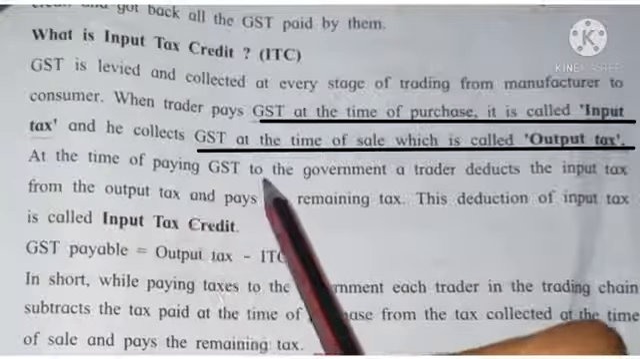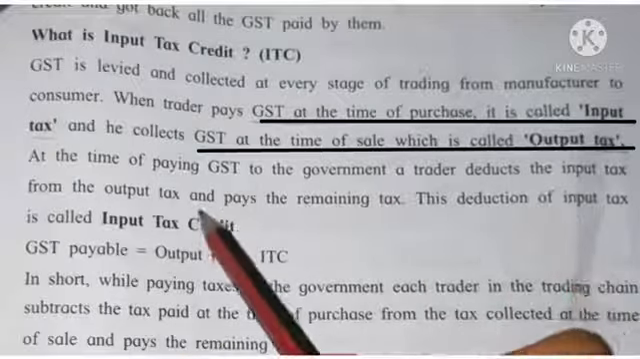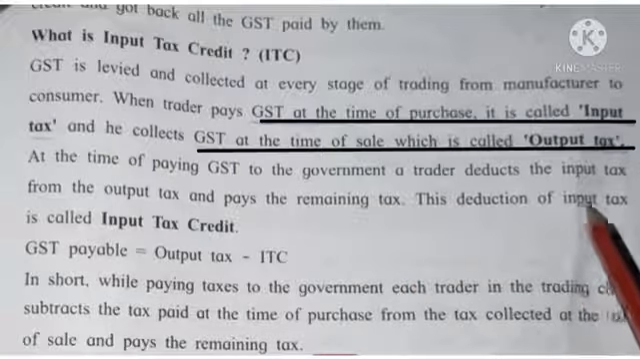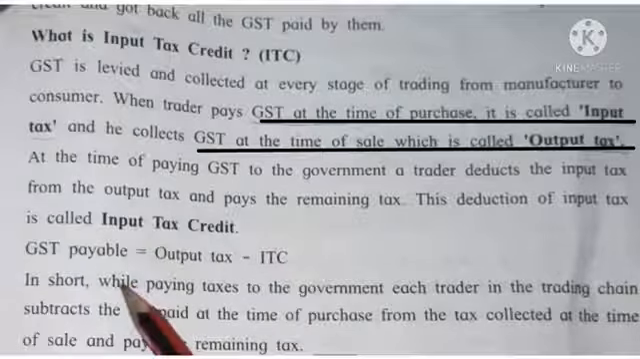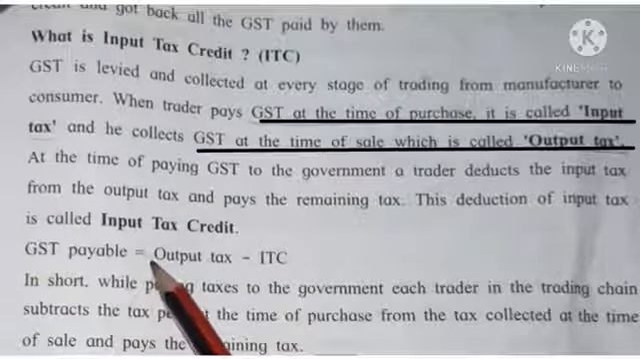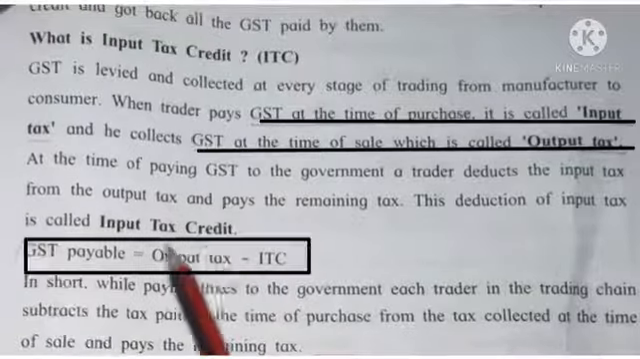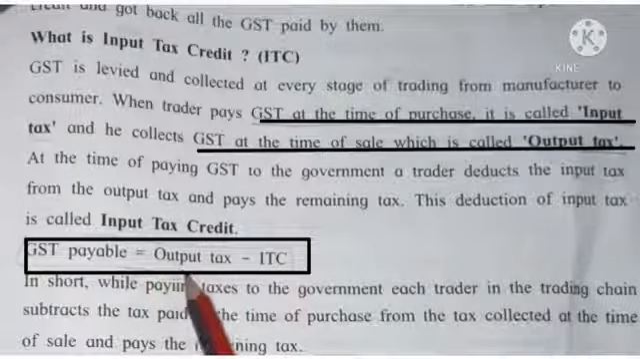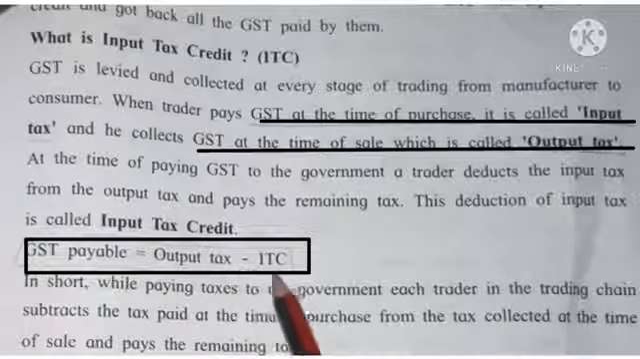At the time of paying GST to the government, a trader deducts the input tax from the output tax and pays the remaining tax. This deduction of input tax is called input tax credit. That is, GST payable is equal to output tax minus input tax credit. This is the formula for finding GST payable.